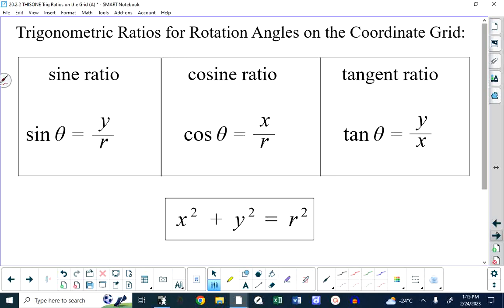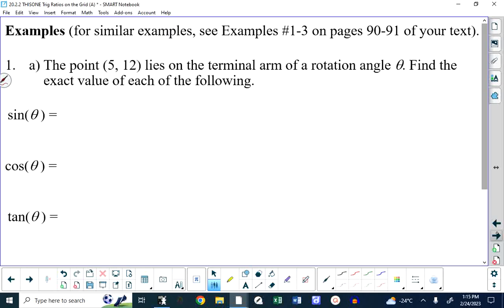So let's put this into practice. The point (5, 12) is on the terminal arm of a rotation angle, and this is not difficult stuff. There's a couple of little twists to it, but it's not tough. What is the value of sine of theta? I'm not asking you for theta. I don't want to know an angle. I'm saying what is sine of theta? Well, sine of the rotation angle is defined as y over r. Cosine is x over r, and tangent is y over x.